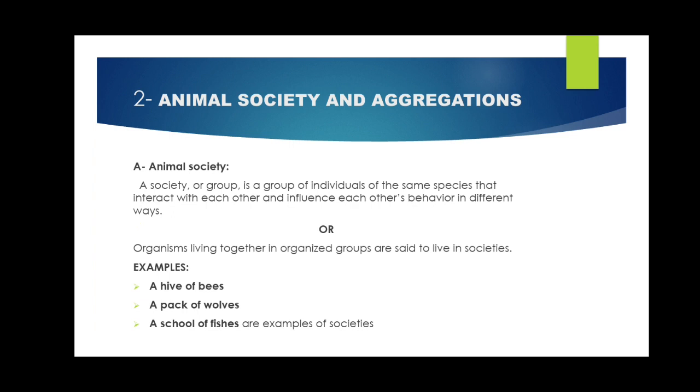So, there are some key components or constituents of a society. Behavioral interaction is the key characteristic of the society. The characteristics of well organized societies include cooperation and division of labor, which is assigning tasks to each member of the group. These duties are assigned according to sex, age groups, or castes. Some members are specialized for finding food, for reproduction, for rearing, and for defense mechanisms. Examples of animal societies are a hive of bees again, a pack of wolves, or a school of fishes.